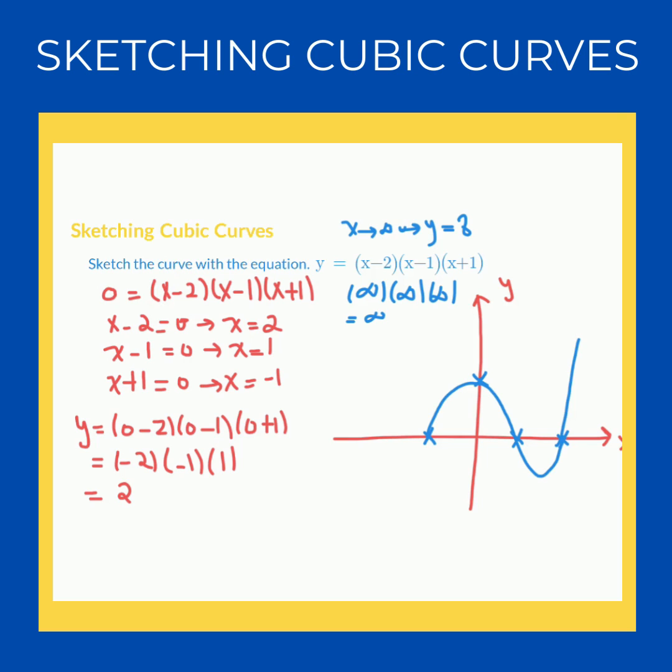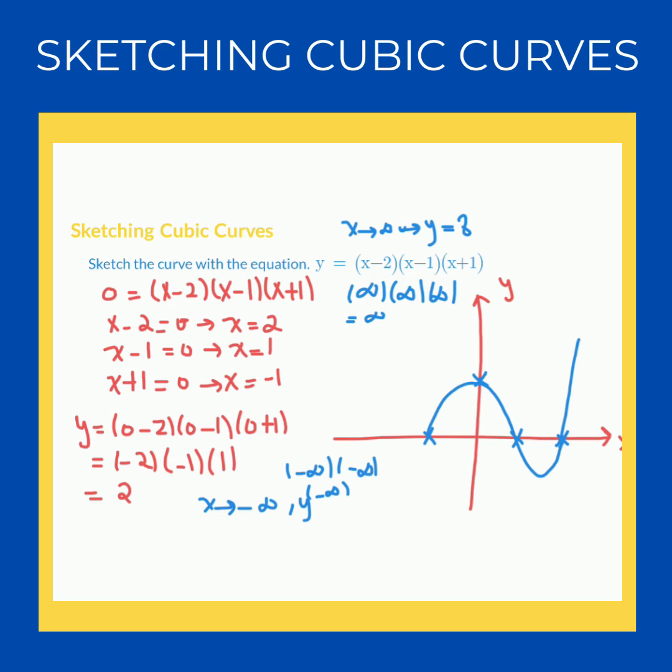Now let's see what happens to the value of y as x goes to negative infinity. So as x goes to negative infinity, what happens to y? Again, we need to substitute x equals negative infinity into the equation. So instead of x, I have to put negative infinity. So first I have x minus 2. Now, x is negative infinity, so negative infinity minus 2 stays as negative infinity. Negative infinity minus 1, again, stays as negative infinity. And negative infinity plus 1 stays as negative infinity.